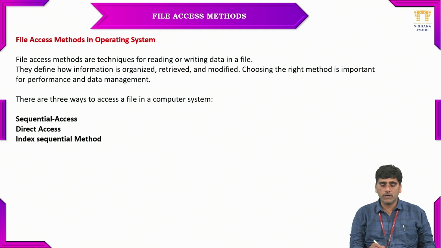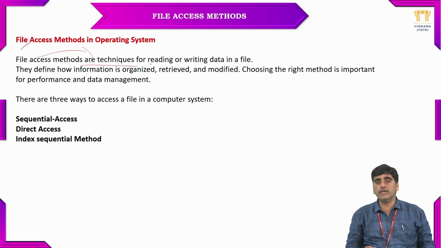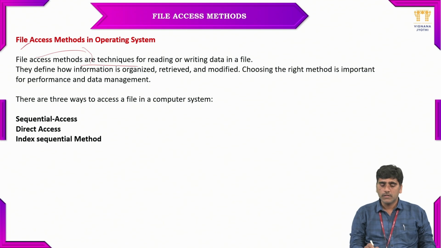A file is nothing but a logical unit of data which stores and organizes in the directory structure. So the file can be accessed, stored, and retrieved. To do this, we use file access methods. File access methods are the techniques for reading and writing data in a file. Reading and writing are the two operations of the file. We can write the data, and we can read the data from the file.